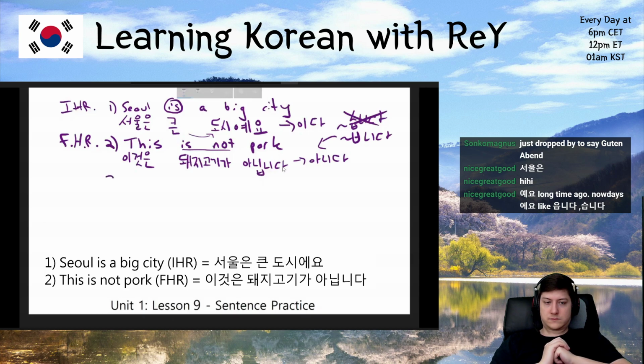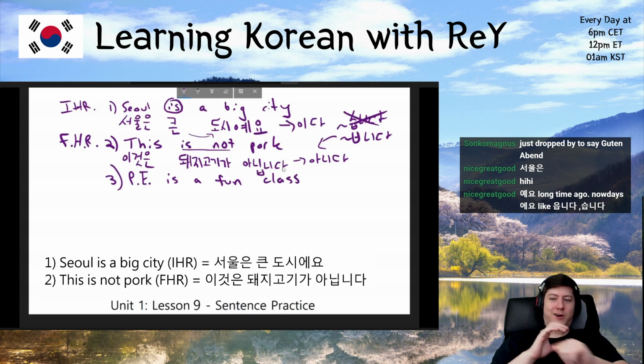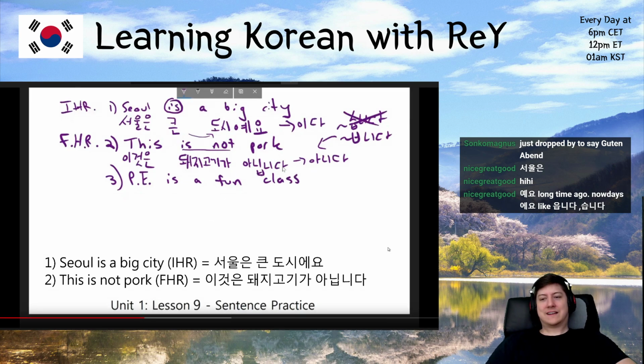The third sentence I would like you to try is PE, or physical education. PE is a fun class. And let's conjugate that. Fun class. So that is one of the 3 classes that we have learned. It's like a course. I'm not familiar with the different kinds of class that you use in English. In Germany, every one of those cases has its own word.